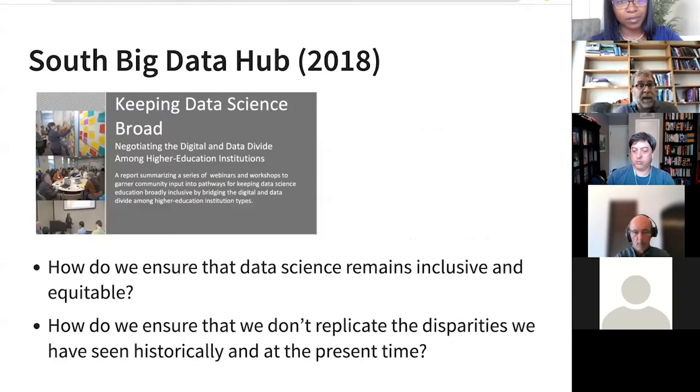As I mentioned, the South Big Data Hub and Renata and crew brought us together to talk about ways of ensuring that data science is broadly inclusive, that we don't repeat the issues that have led to the dramatic disparities we're still seeing, racial, gender disparities. We can't let that happen. We have to make sure as we design this new field, it remains inclusive and equitable. And there's a lot of work for us to be doing. I think we're making some baby steps, but we need to really double down in those efforts. That report, I think, helped highlight the importance.